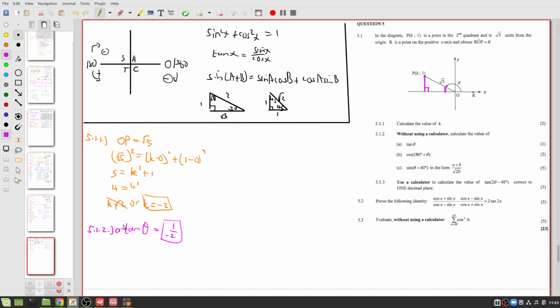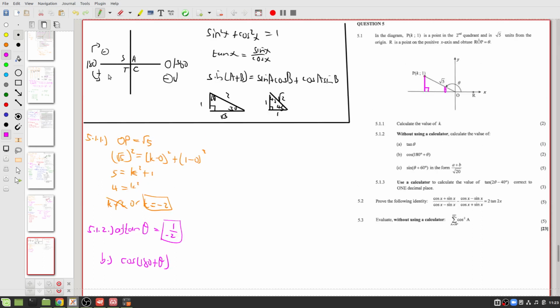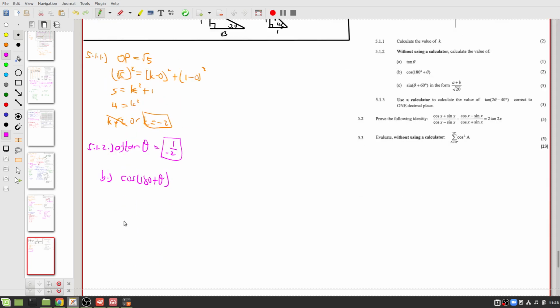That's for part A. Then for B, we need to find the cosine of 180 plus theta. So let's write cosine 180 plus theta. Now, let's look at our CAST diagram. In 180 plus, this quadrant, is cos positive or negative? Well, this is not a C, so cos is negative, right? Tan is positive there, cos is negative there. So this gives us negative cos theta.